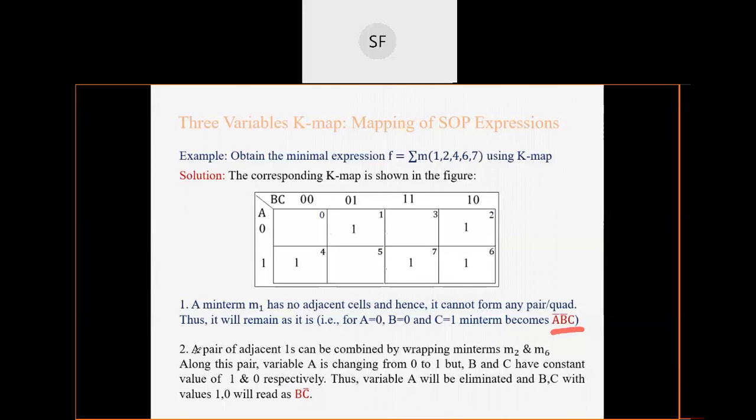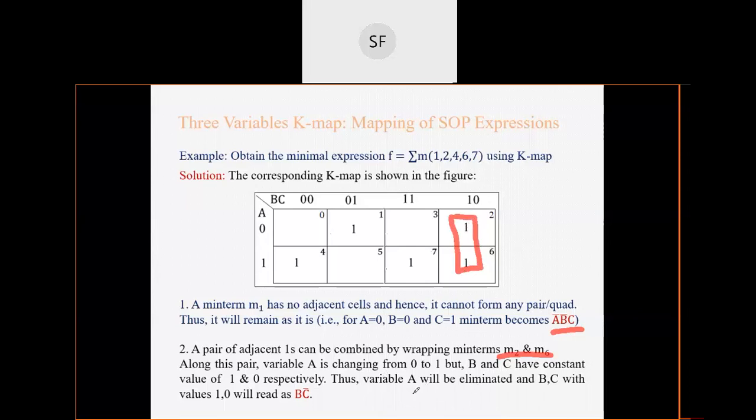Then second, now we will go with the pair. A pair of adjacent ones can be combined by wrapping minterms m2 and m6. So now you have combined the minterms m2 and m6, and you have formed one pair like this. Now when you form one pair, which variable is changing here and which variables are constant? For this pair, which variable is changing?